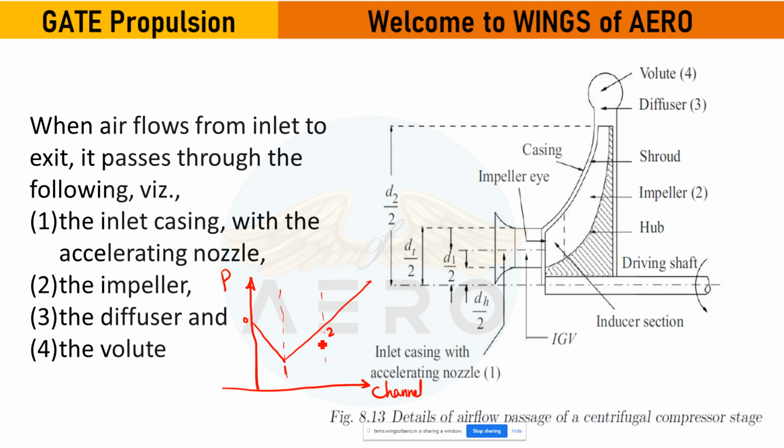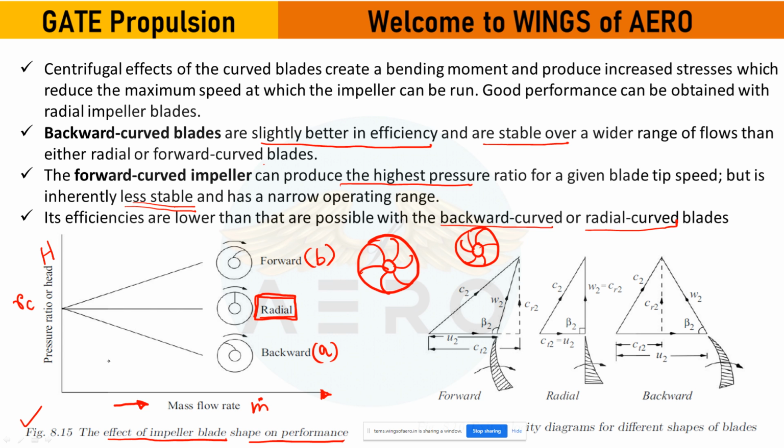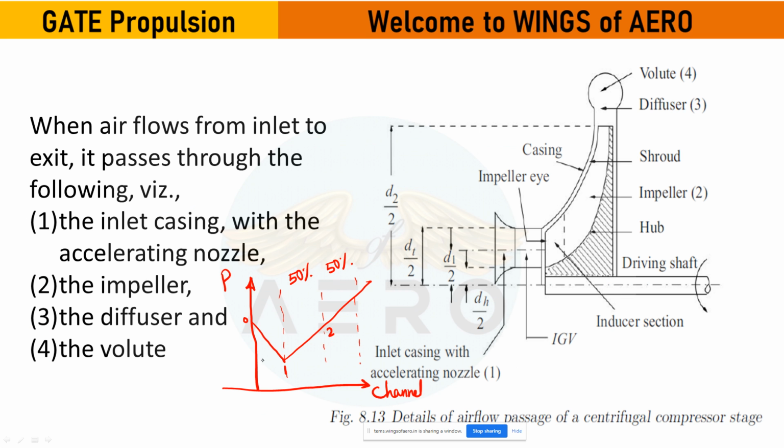0, 1, 2. In the inlet casing, it will be reducing, and from the impeller and diffuser, here we have 50% increasing, and here it is 50% increasing. But when I was talking only about this particular impeller, this is in the case of the impeller alone. So from point 1 to 2, my pressure is also increasing, but not completely. Again, from point 2 to 3, it will be increasing.